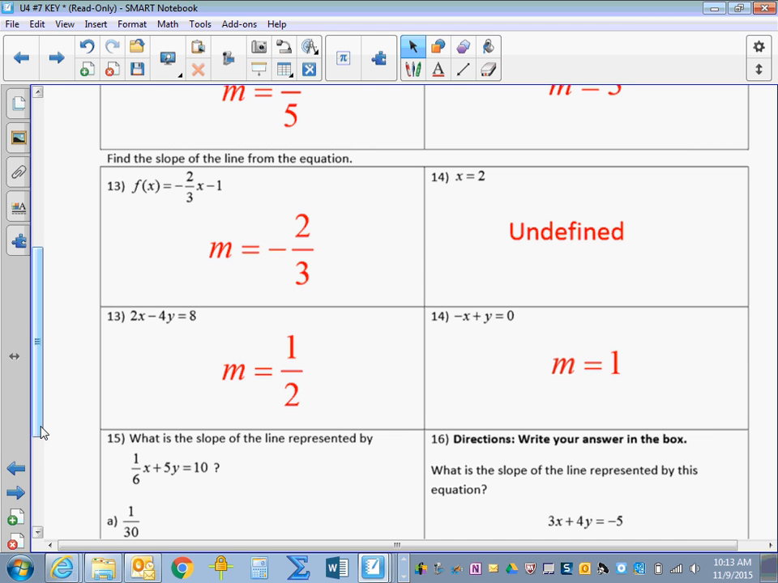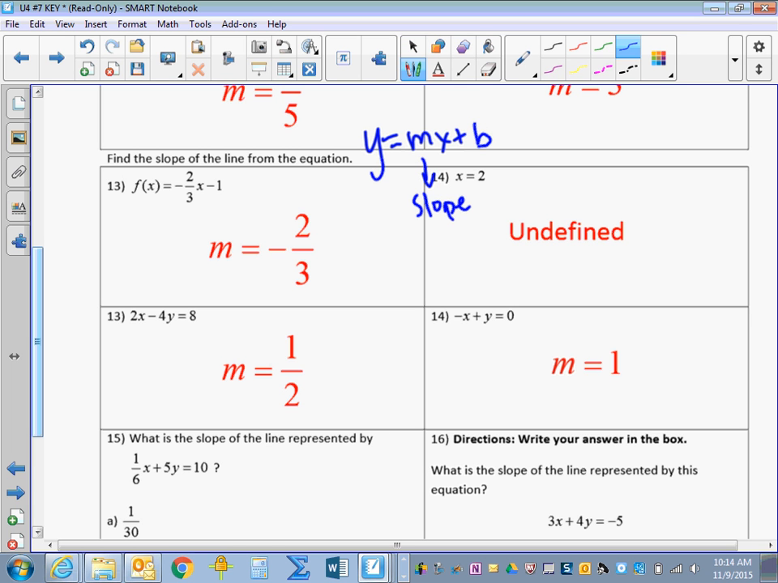All right, so here it says find the slope of the line from the equation. Remember, we get it in the form y equals mx plus b. Where is my slope in this equation? Which piece of this is my slope? The negative 2/3. Yeah, my m. My m is my slope. The b is my y-intercept. We'll be dealing with the y-intercept today. So my slope is whatever is in front of x. So that's my slope, negative 2/3.